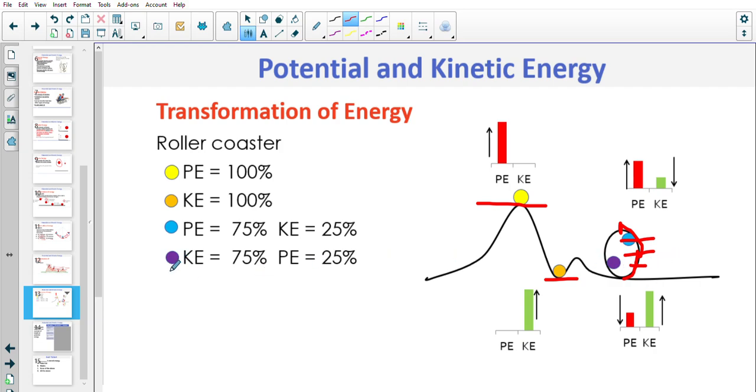Conversely, the purple ball, as it's going down, because it's moving forward, it's moving towards its maximum kinetic energy, which would be at the bottom. So there's your 25, 50, 75% kinetic energy. It's lost 75% of its potential energy because it's almost to the bottom. When it reaches the bottom, it will have no more potential energy.